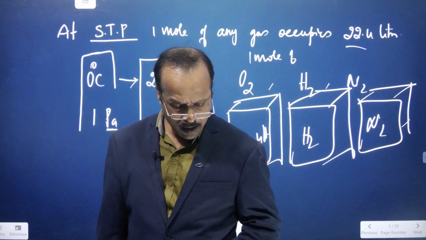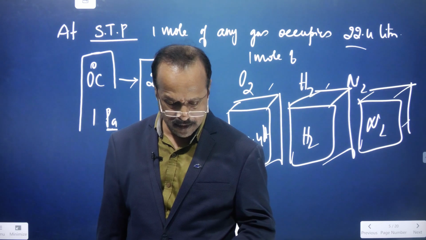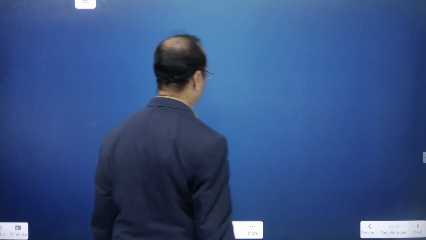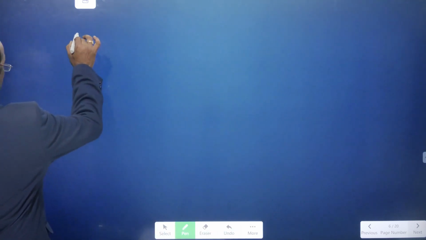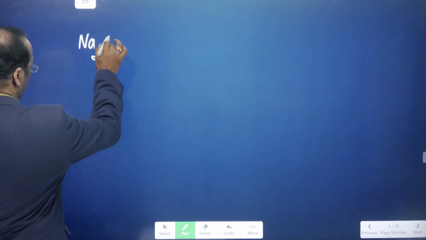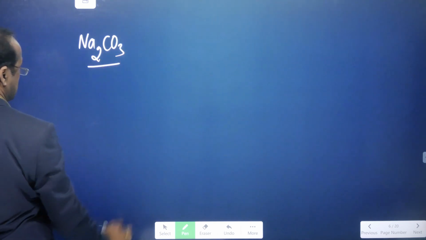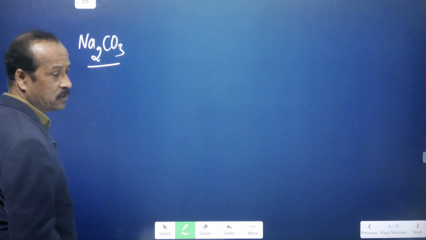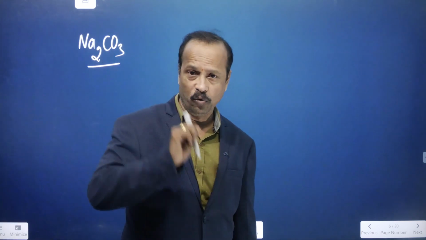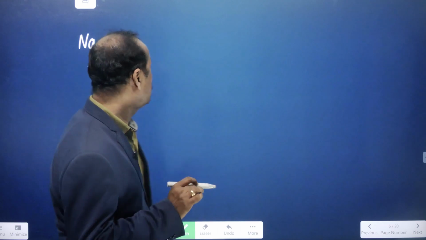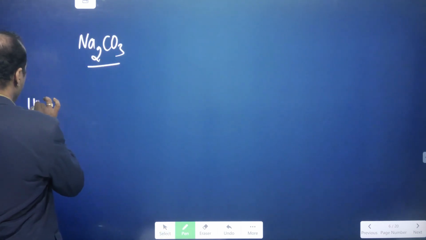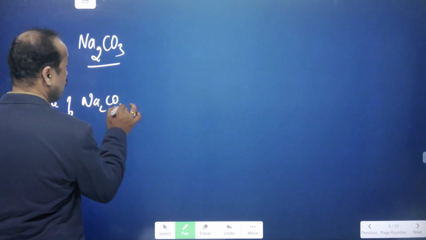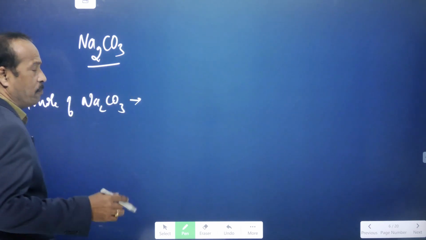Here one point is there. The formula mass in grams represents the mass of 1 mole of substance. Let's see that also. I think this was already explained, but once again. For example, I have sodium carbonate, Na2CO3. If I write it like this, there is no number before it, so the meaning is 1 mole of sodium carbonate. If you want it in terms of number, it is the same.